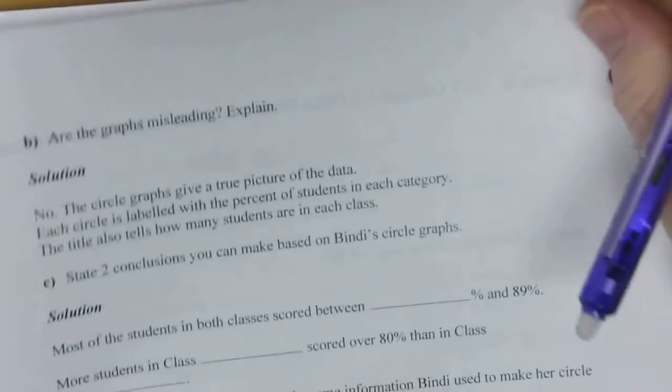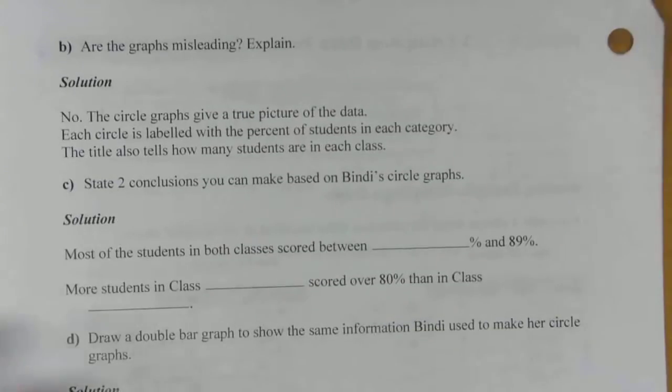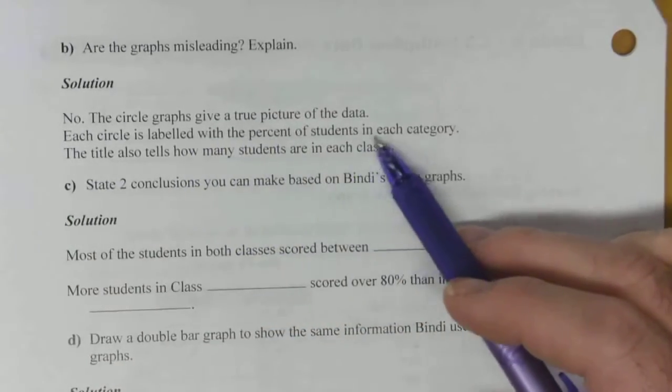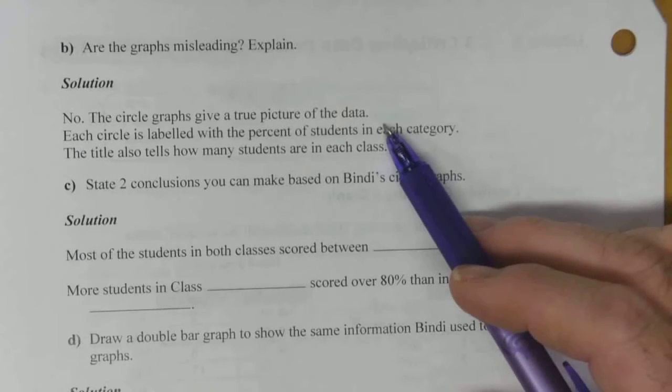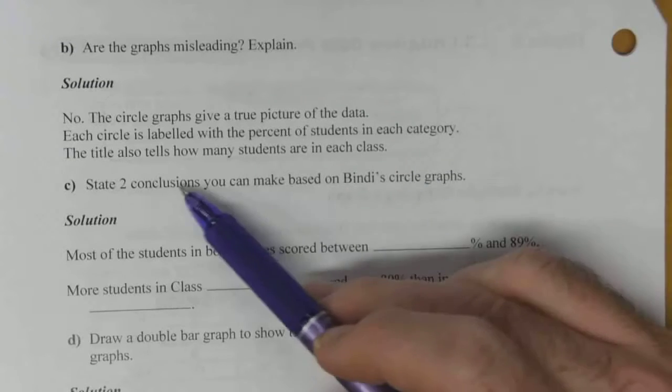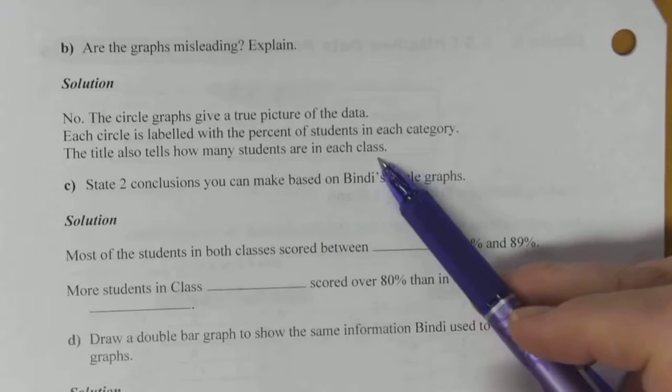Are the graphs misleading? Explain. No, they're not misleading. The circle graphs give a true picture of the data because we're using percentages. Each circle is labeled with the percent of students in each category. The title also tells you how many students are in each class. So it's complete and it's accurate. So there's no issues as far as that goes.